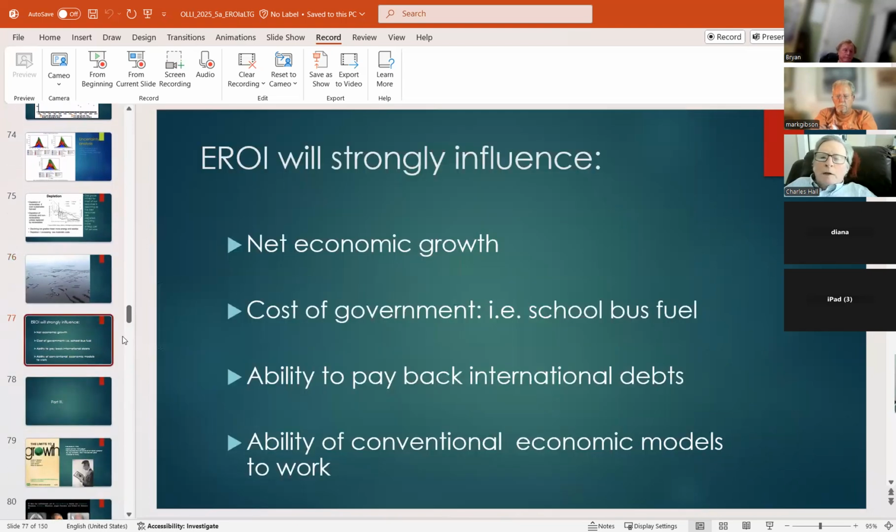So, in the future, energy return on investment will strongly influence net economic growth, cost of government, i.e. school bus fuel has already been important, ability to pay back international debts. We probably don't have enough energy to do that. And the ability of conventional economic models to work? And the answer to that, as we will see in the next two lectures, is they don't.